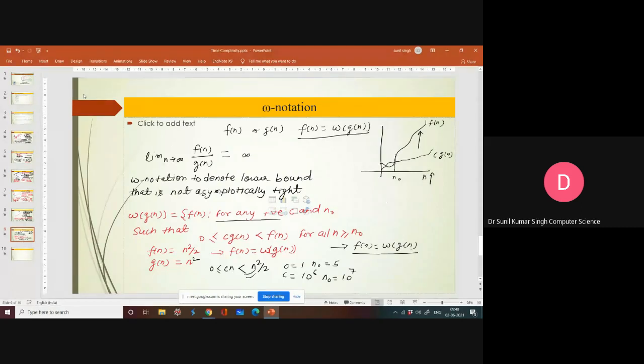If we have it like this, then it will become c n square greater than or equal to 0, less than or equal to n square by 2. Now check, whatever value you choose for c, it is not going to hold the condition. Let's say c equal to 1 by, let's say, 10 raised to the power 6.